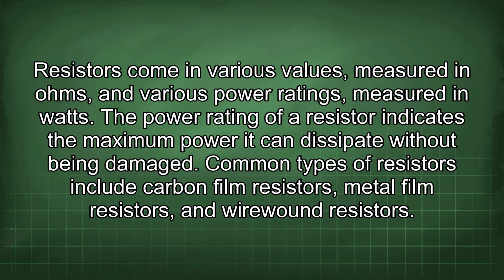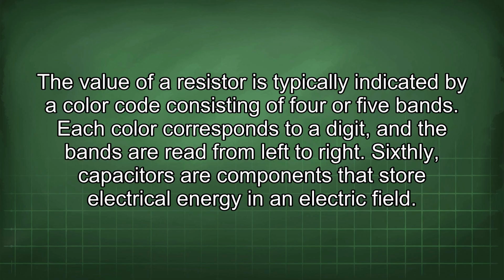Common types of resistors include carbon film resistors, metal film resistors, and wire wound resistors. The value of a resistor is typically indicated by a color code consisting of 4 or 5 bands. Each color corresponds to a digit, and the bands are read from left to right.